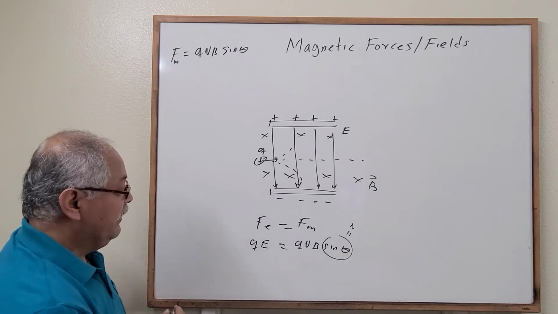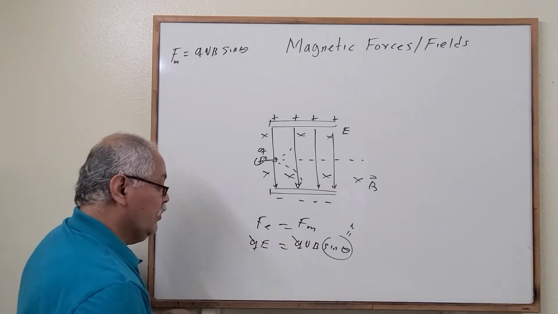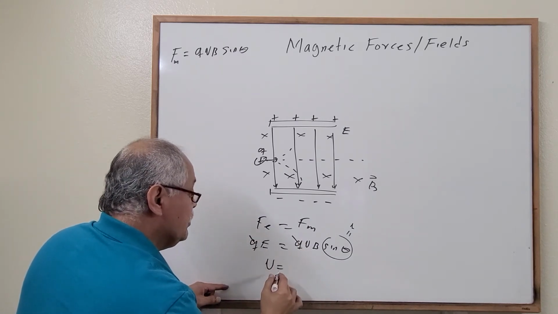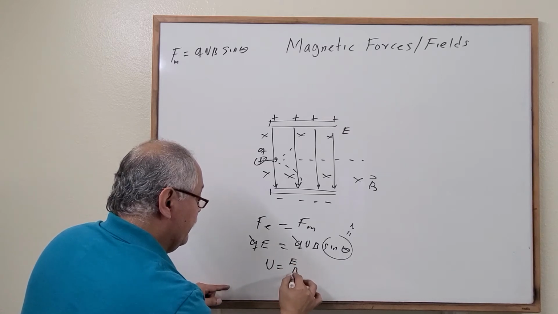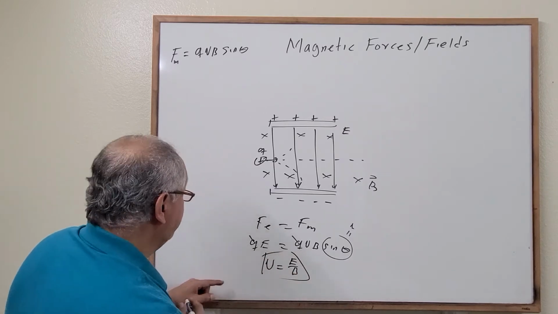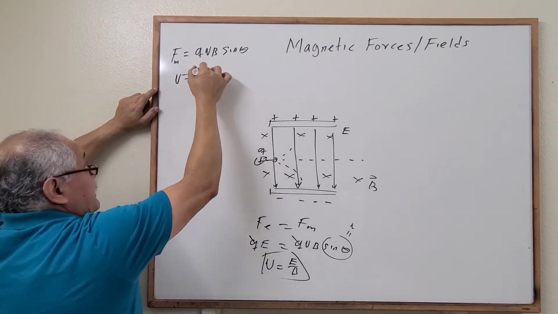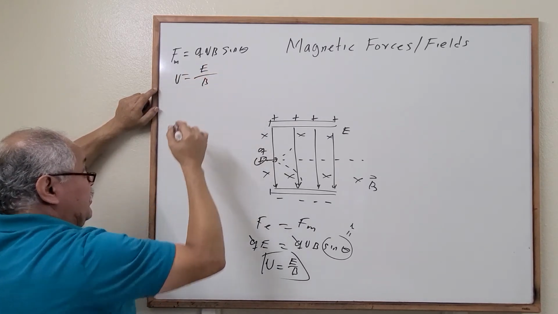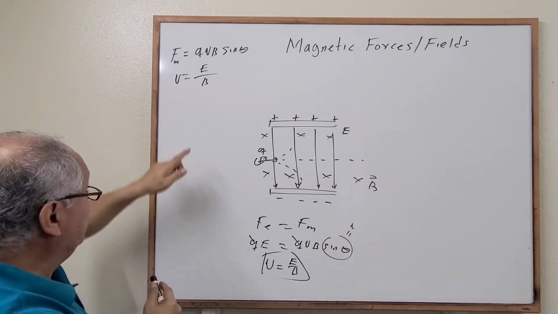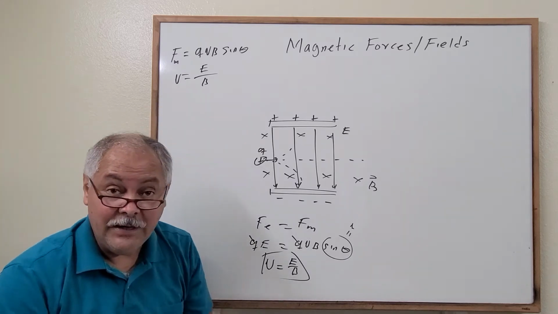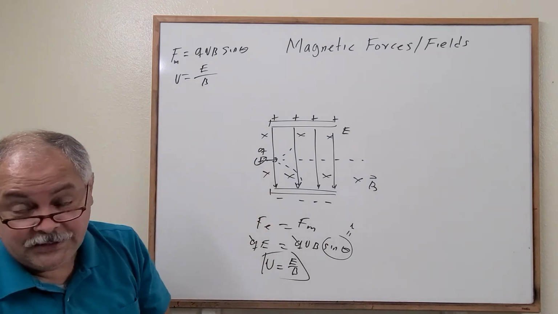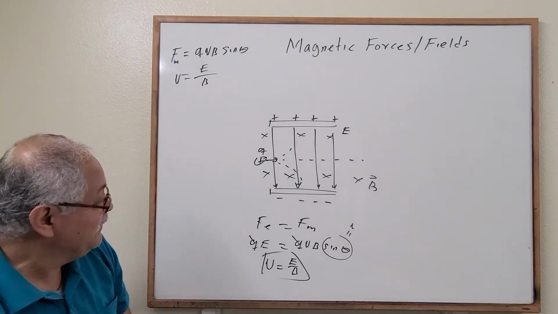Perfect. As you can see, the charge is cancelled, and what do we have? V is equal to the electric field over the magnetic field. Using this condition, we can make the particles move in a straight line. This is very important. This helps us to find the speed of light, using this equation later in the next chapters.